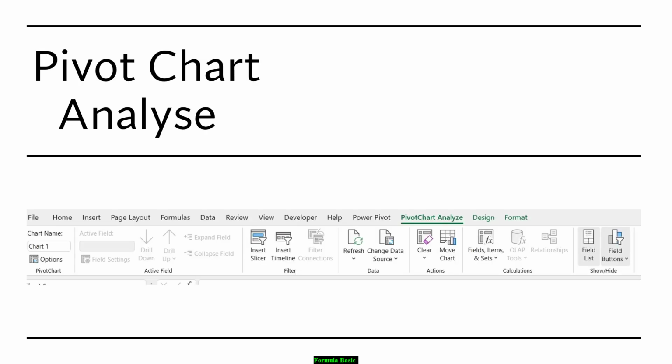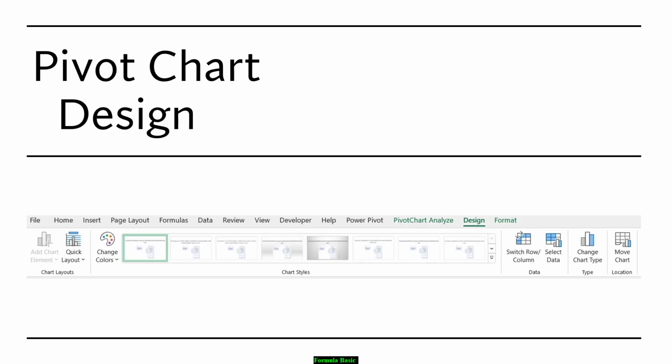And when I go down to the analysis here, again, the same thing: whatever I saw in the pivot table analysis will be similar to the pivot chart analysis. Only the design will change here, because in design, I can change the data type. I can select the data that I want to see as a chart.